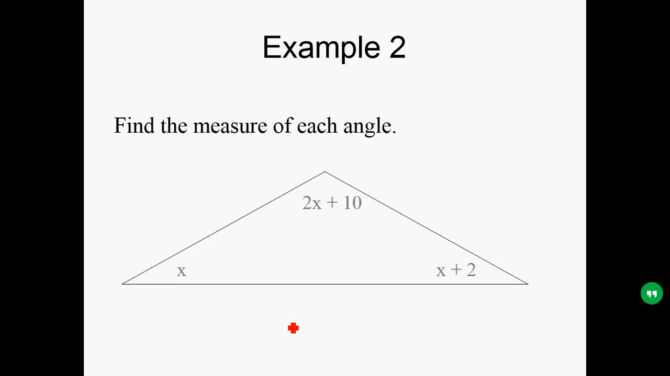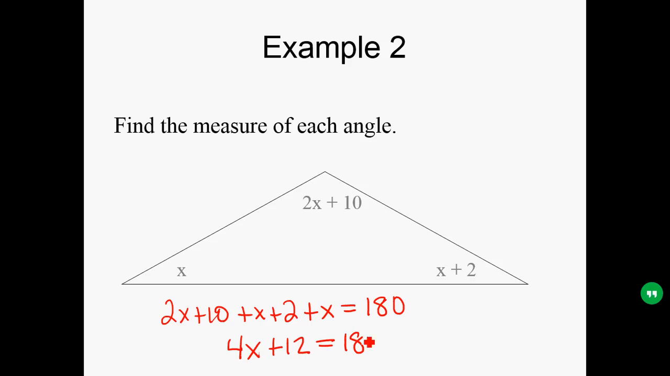Find the measure of each angle. Again, the triangle sum theorem tells us that if I take all of the interior angles and add them together, those angles are going to equal 180 degrees. So now that I have my equation set up, I can go through my steps where I simplify and solve. So 2x plus x, those are all like terms. They're on the same side of the equal sign. So just combine your like terms together. 2, 3, 4. So 4x, and then 10 plus 2 gives me plus 12 equals 180. So 4x plus 12 equals 180.